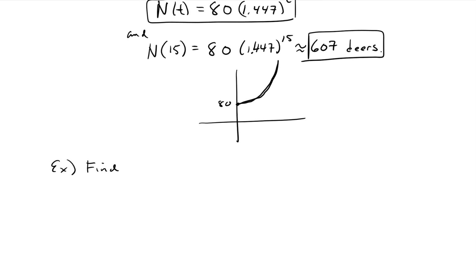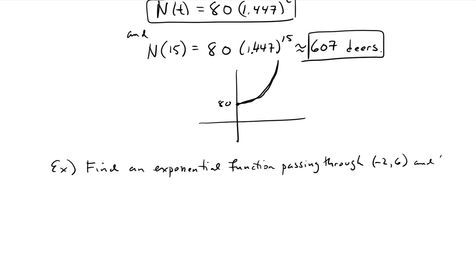Find an exponential function passing through two given points. So that's kind of like what we did before, because we had two points given to us, like for the deer problem. The difference here is that one of these two points is not the y-intercept of the curve, so I'm not going to get a straight away.